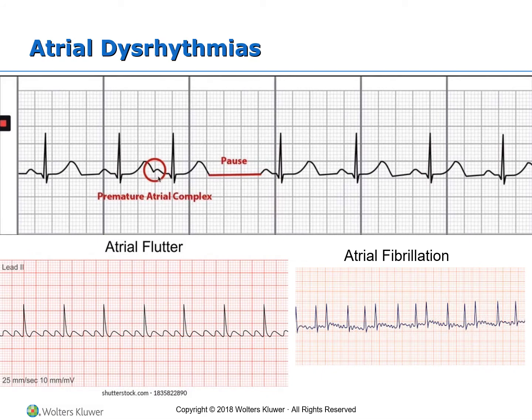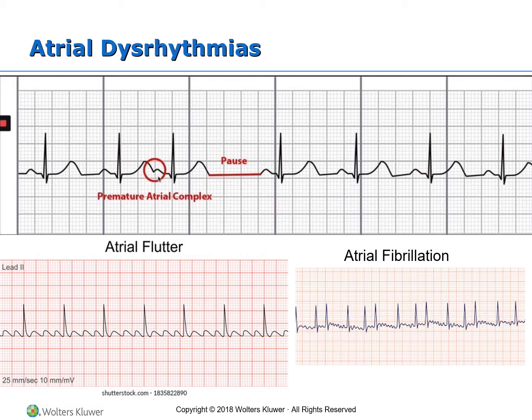Atrial dysrhythmias originate in the atria, not in the SA node. So that's why they're called atrial instead of sinus dysrhythmias. A premature atrial complex, or PAC, is an electrical impulse that starts in the atrium before the next normal impulse from the SA node. It can be caused by caffeine, alcohol, nicotine, a stretched atrial myocardium, anxiety, hypokalemia, hypermetabolic states, atrial ischemia or injury, or atrial infarction as well.